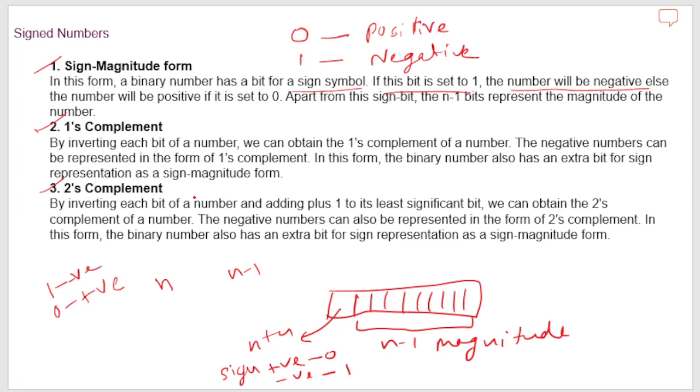2's complement form: invert each bit of a number and add plus 1. So actually it is 1's complement plus 1 to its least significant bit. In the LSB we add 1. We can obtain the 2's complement of a number. The negative numbers can also be represented in the form of 2's complement. In this form, the binary number also has an extra sign bit, represented as in the sign magnitude form. So these are the things. Now we will see all these one by one.